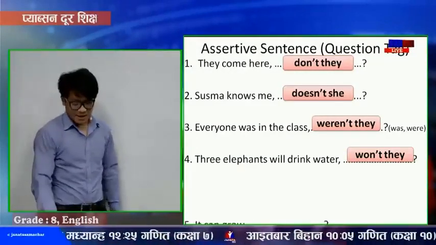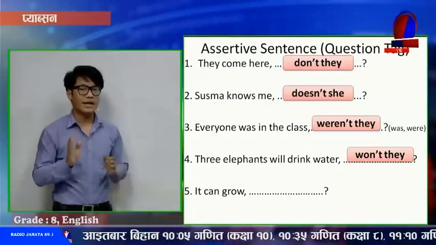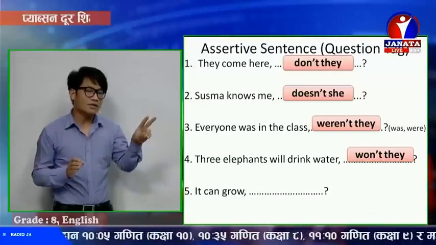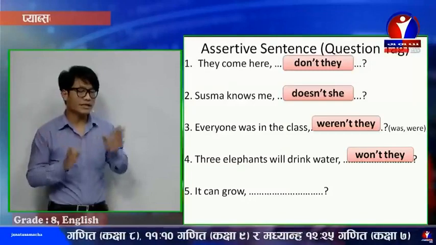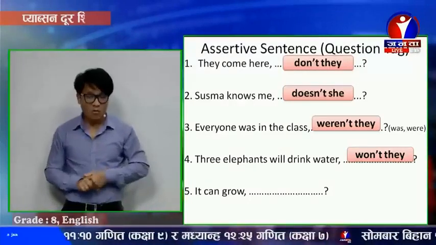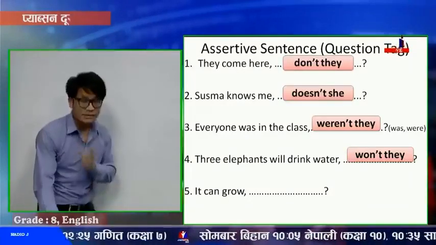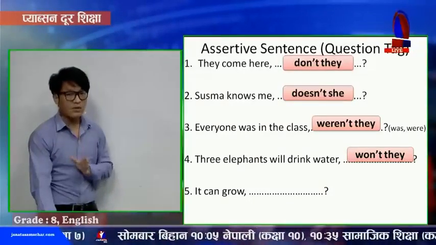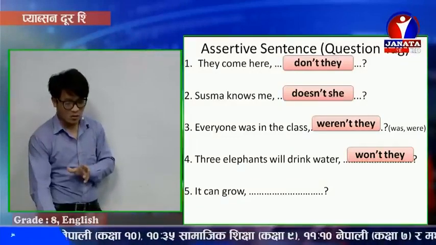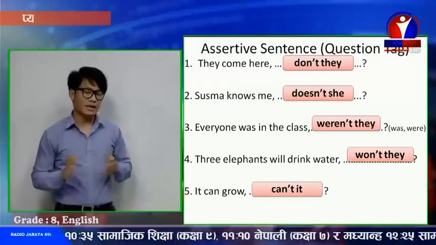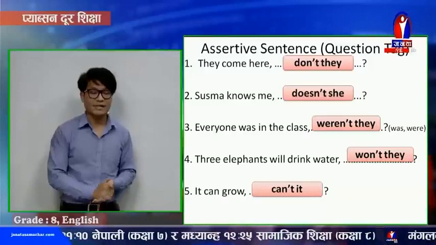So next, "It can grow." The pronoun it is there, can is there, and grow. Obviously there is a modal auxiliary verb, that is can. So what is the right question tag? Obviously it's a positive statement, so the answer should be negative. It can grow, can't it? So this is how we make an assertive sentence question tag.